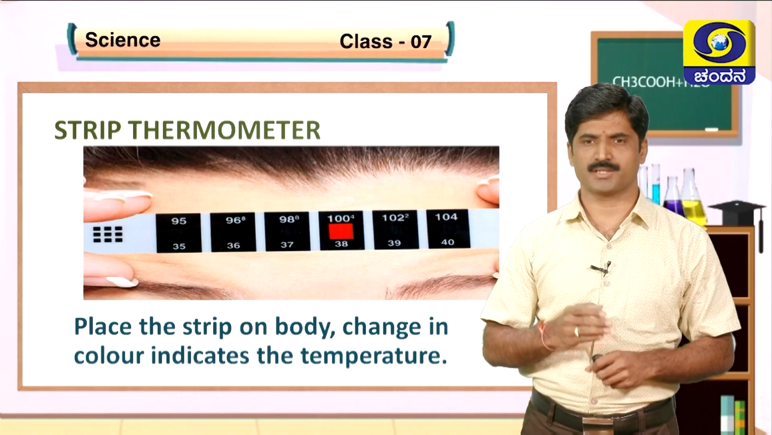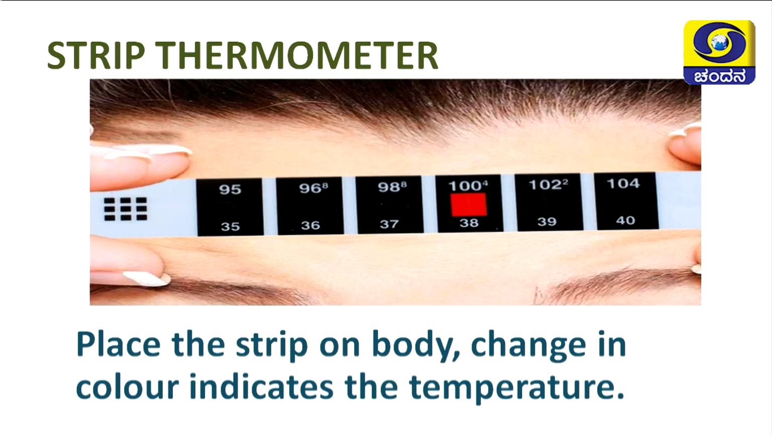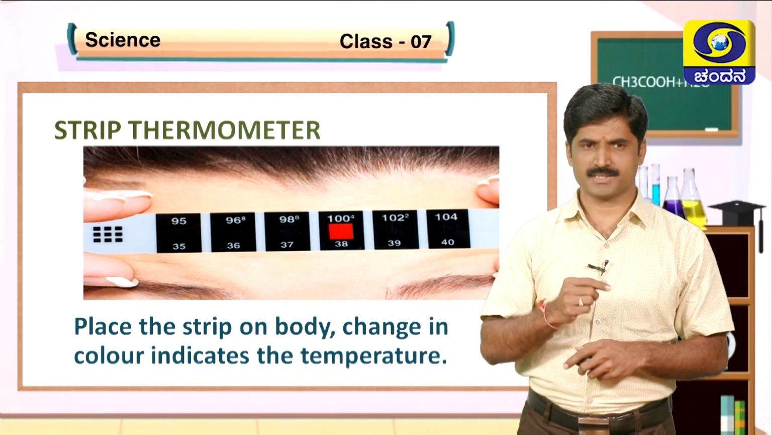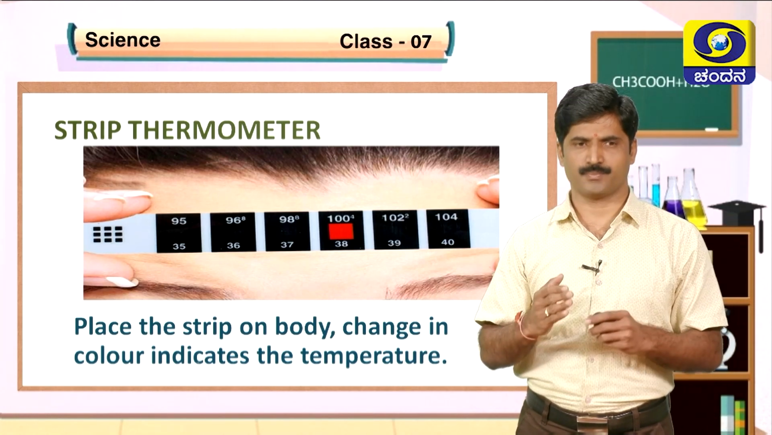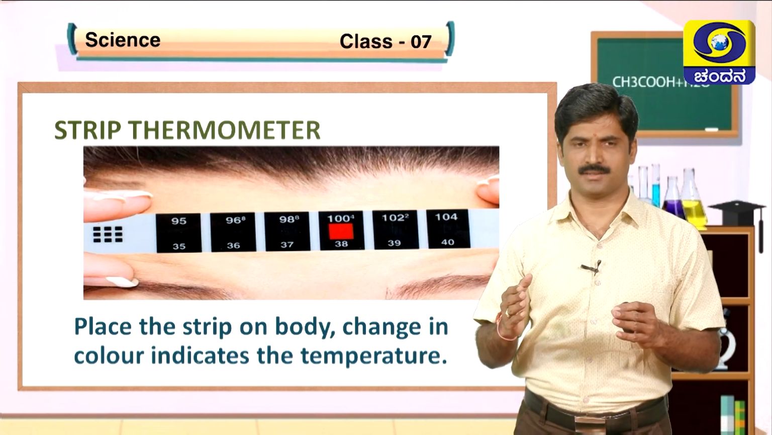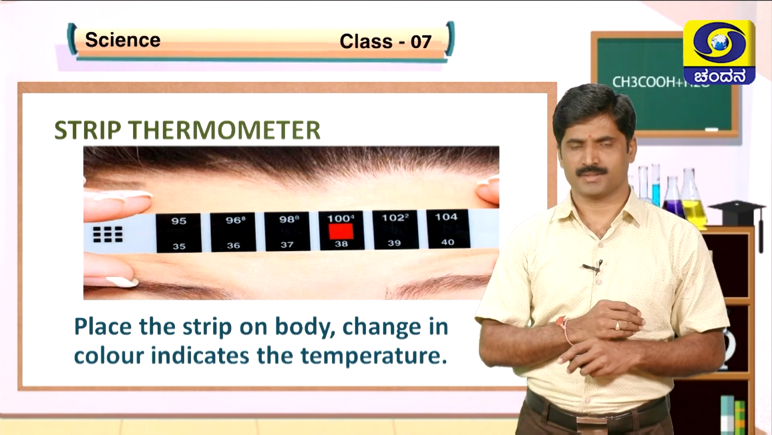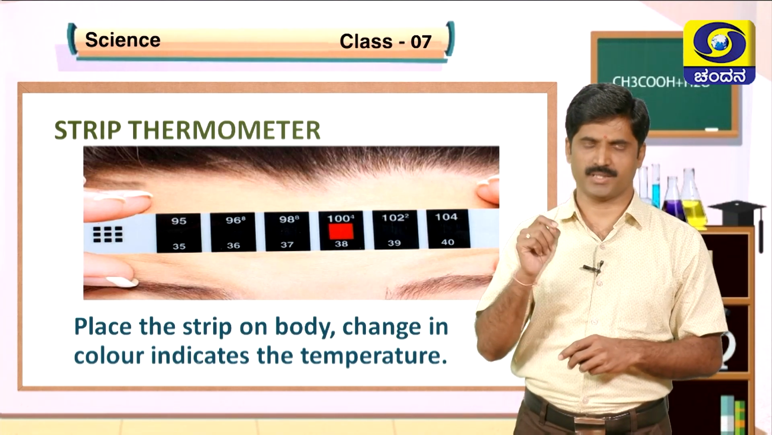Strip thermometer is made of a plastic strip. A thermally sensitive liquid crystal material is used in that one. It changes its color according to the temperature. It is very easy to use. Place the strip thermometer on the body and the change in color indicates the temperature. There are different types of strip thermometer. They are accurate and precise about 0.1 degree Celsius also.